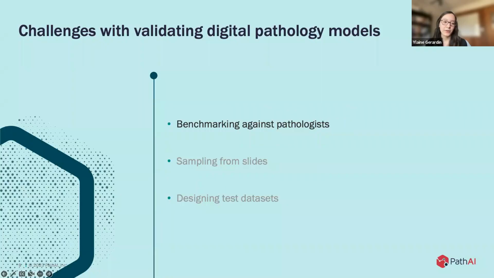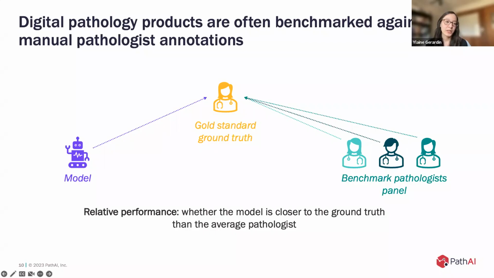So first, to walk through the first one, benchmarking against pathologists, let me outline what the issues are here. Digital pathology products are often benchmarked by comparing to manual pathologist annotations. And the ideal case here is if we have some sort of gold standard ground truth, where we know exactly what that slide level score is, and exactly what those substances are and where they should be within any part of the slide image.